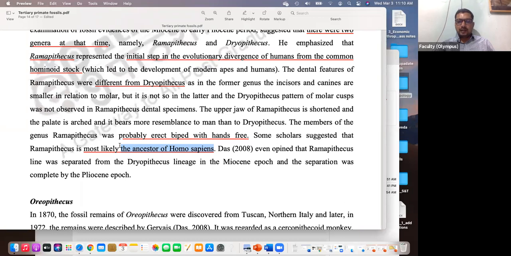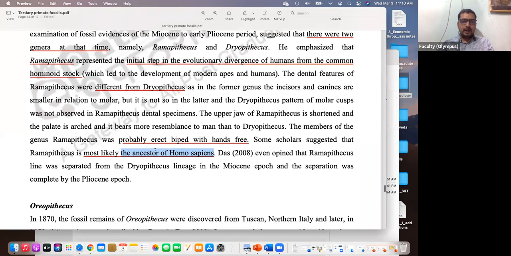Okay, it may be our ancestor, maybe humans' ancestors. There's a debate on this. They say that human ancestors were there in India, but some scholars don't agree with this. But as per the Ramapithecus evidences that we have, we believe that it is an ancestor of Homo sapiens. And as per another scholar, Das, in 2008, who published this, he even said that Ramapithecus was separated from Dryopithecus lineage in the Miocene epoch itself.